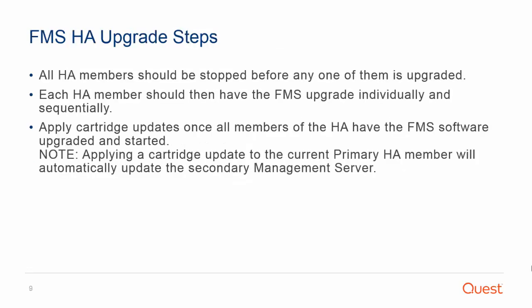The FMS High Availability upgrade steps. All HA members should be stopped before any one of them is upgraded. Each HA member should then have the FMS upgrade run individually and then sequentially, shutting down each previously upgraded FMS so that the new one you start is the only one running.